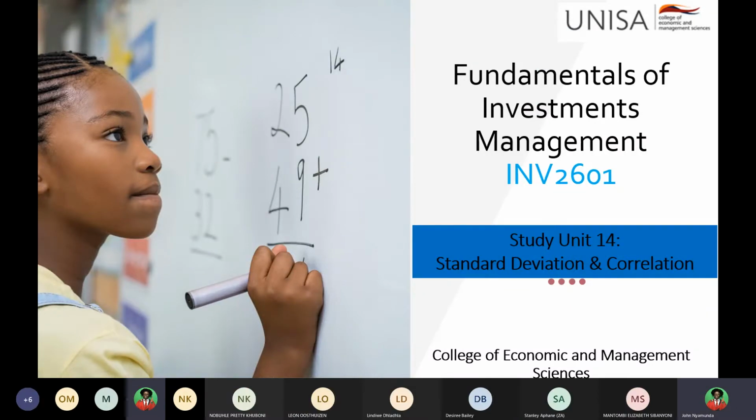Today we are covering study unit number 14, which is Portfolio Standard Deviation and Correlation. We have a bit of material prepared for you. And if you do like what you were doing last week with my colleague, then it's going to be a great day today. Lots of practice questions. And I hope we'll go through as many as we can regarding this chapter.